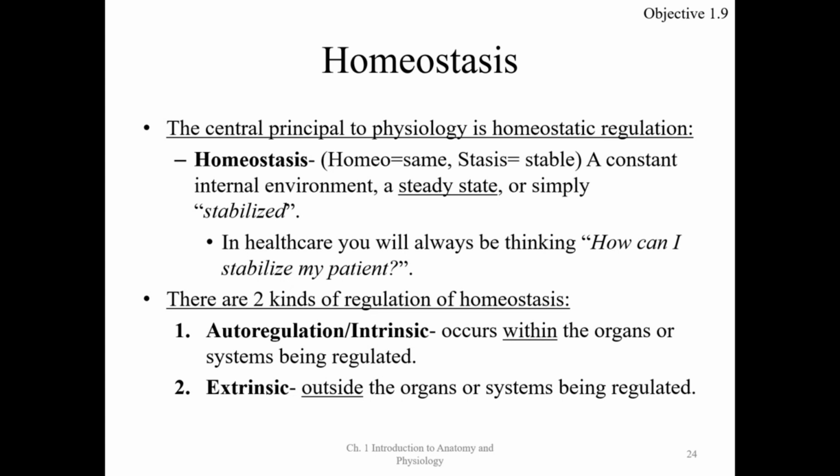Now, autoregulation, intrinsic regulation, and extrinsic regulation are the ways we can regulate homeostasis. We can use autoregulation, sometimes called intrinsic regulation. This happens within the organ or organ system being regulated. For example, the cardiovascular system controlling itself would be intrinsic regulation or autoregulation. Extrinsic would be outside the system being regulated. That would be like the nervous system controlling the cardiovascular system, or the endocrine system controlling the cardiovascular system. Okay, I hope that makes sense.